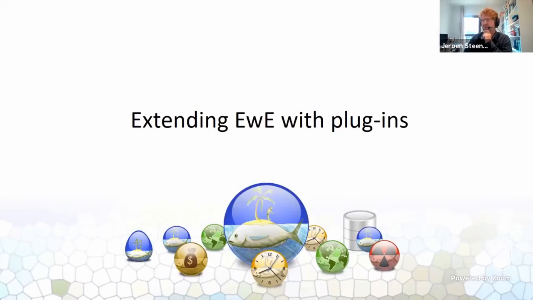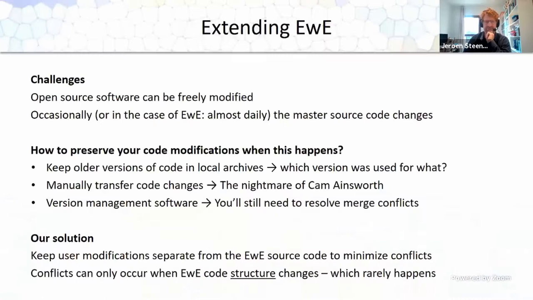And now I want to talk a little bit about plugins and how you can extend the Ecopath approach. Plugins came simply because there was a need that arose in Ecopath 5. It's very easy to modify open source software. If you have the source code, you make your modifications, fine. But what on earth do you do when the source code of the master software that you've changed changes, if they come out with a new release? There you are, you have your changes and suddenly a new source base, and you need to somehow merge those two. And it's not handy.